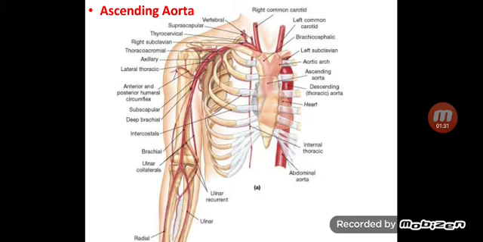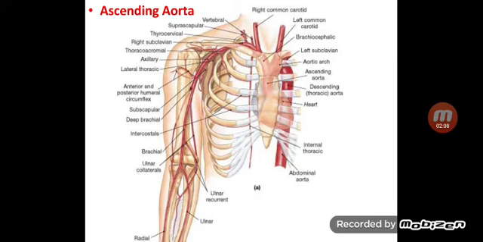So it starts from the base of the left ventricle and ends at the level of the sternal angle, because after the sternal angle the arch of aorta starts. So from the base of the left ventricle to the level of the sternal angle, this is the ascending aorta. It lies within the pericardium, within the fibrous pericardium. And never forget that both the aorta and pulmonary trunk are enclosed together by serous pericardium.